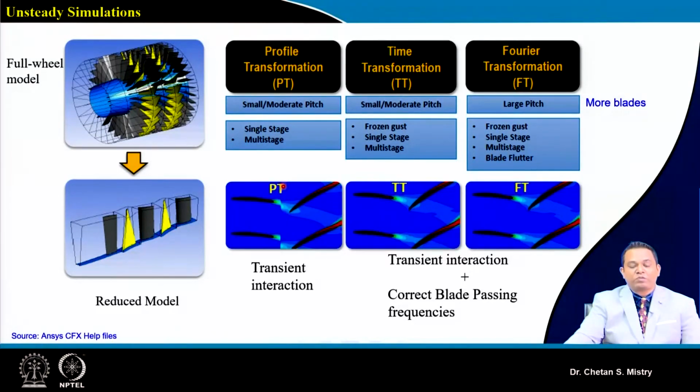You can see here this is profile transformation. When we are talking about time transformation, we will have exact exchange of data between the rotor and stator. Okay. In the same way, when we go with the Fourier transformation, people these days use it in order to do aeroelasticity analysis. That is called blade flutter. So when we are analyzing using this Fourier transform, we need to go with a greater number of flow domains, maybe 2 or 3. Here in this case a single domain is sufficient.